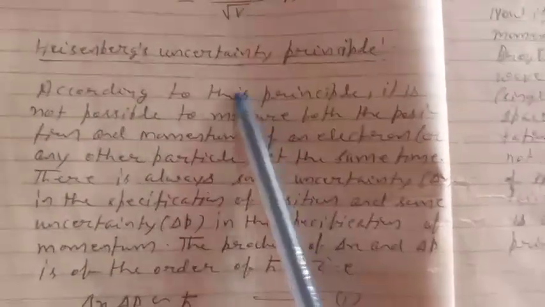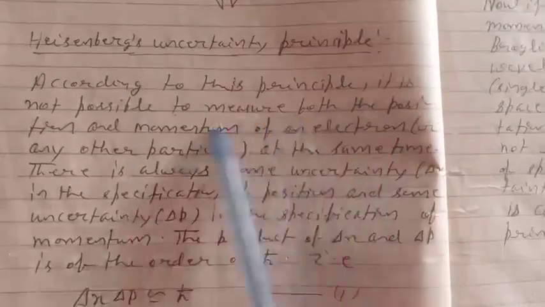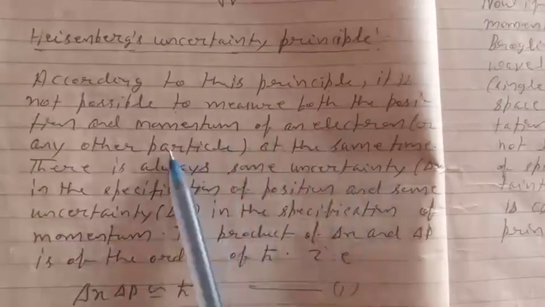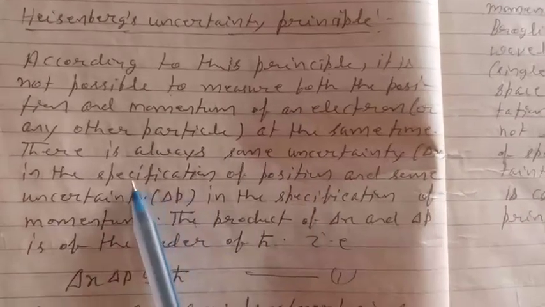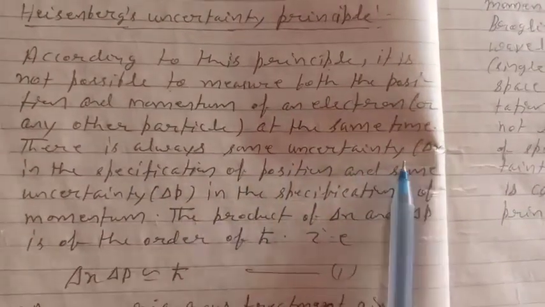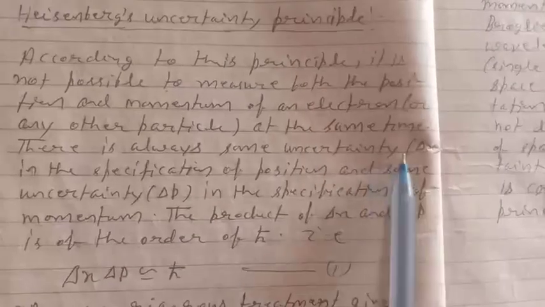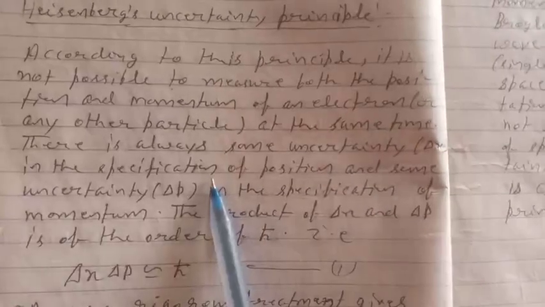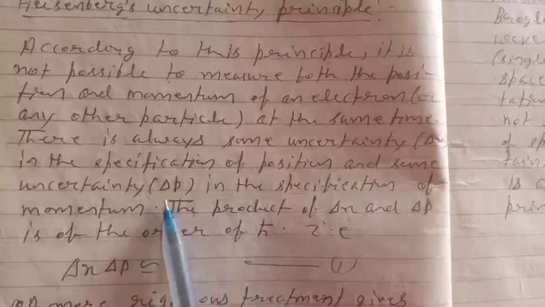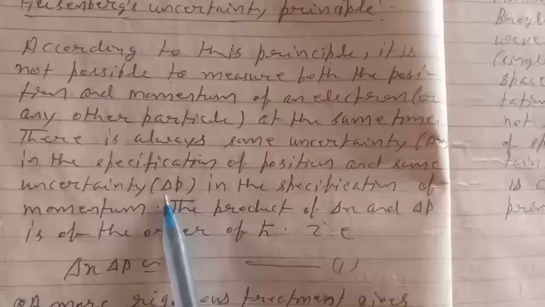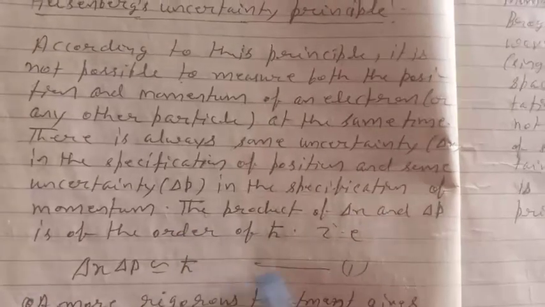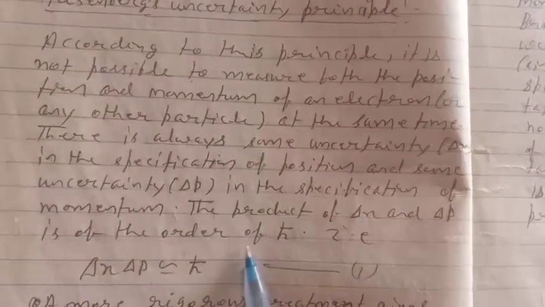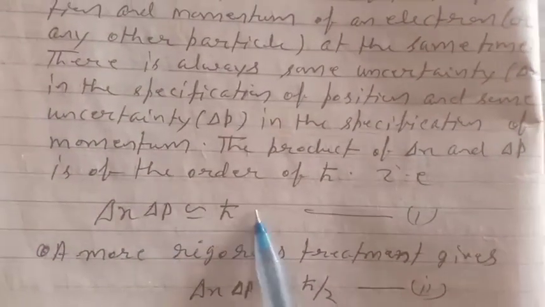Heisenberg's uncertainty principle. According to this principle, it is not possible to measure both the position and momentum of an electron or any other particle at the same time. There is always some uncertainty, delta x, in the specification of position, and some uncertainty, delta p, in the specification of momentum. The product of delta x and delta p is of the order of h cut, that is, delta x into delta p is equivalent to h cut.